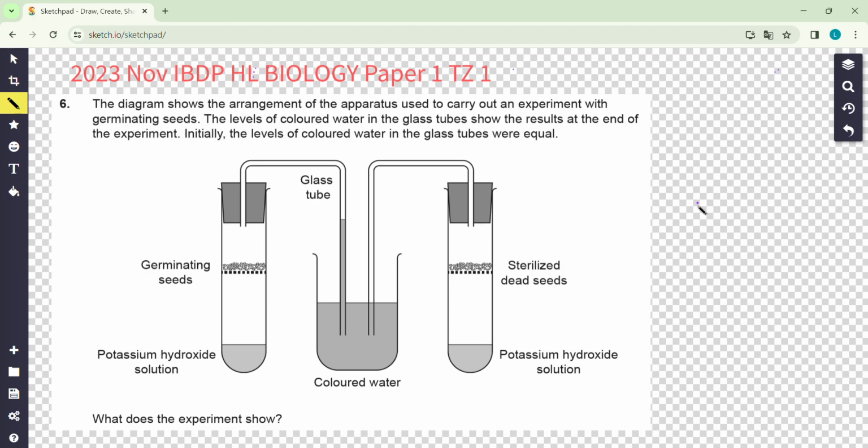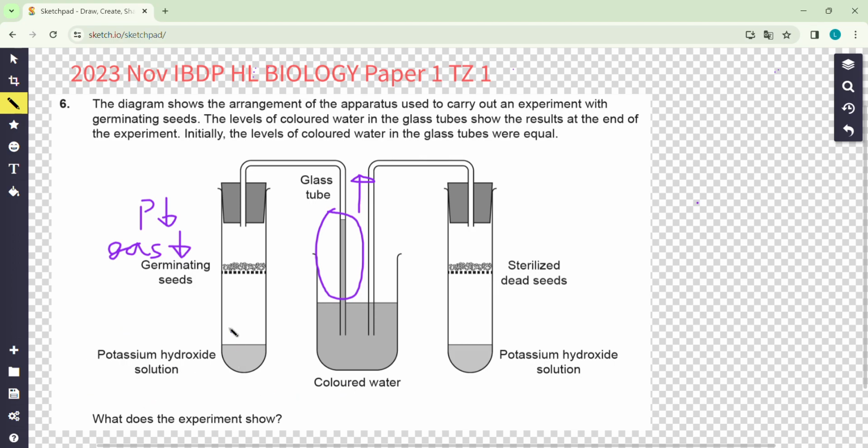Question 6 is about a germinating experiment. The experimental results show that the left-hand side rises up. It means that the pressure at the left-hand side drops. It means the number of gas molecules on the left-hand side drops during germination. And the right-hand side is just the control experiment.